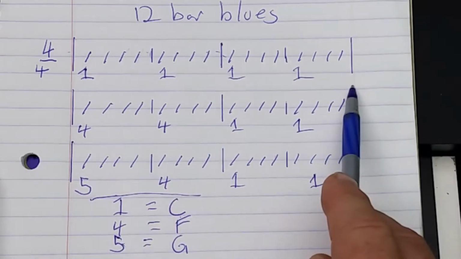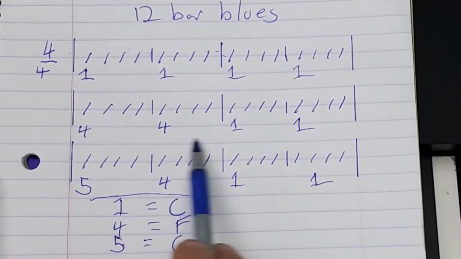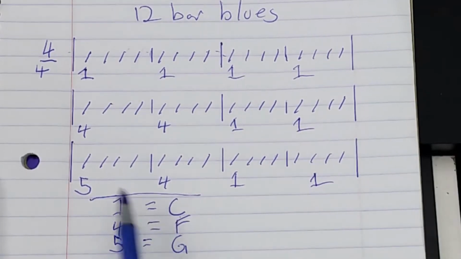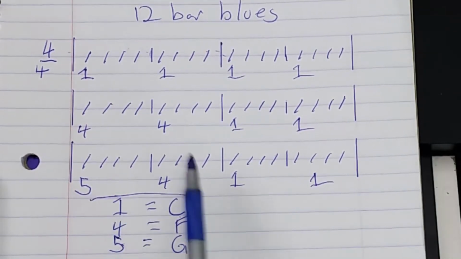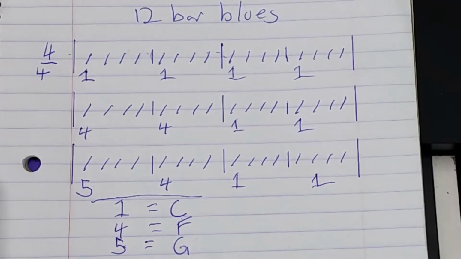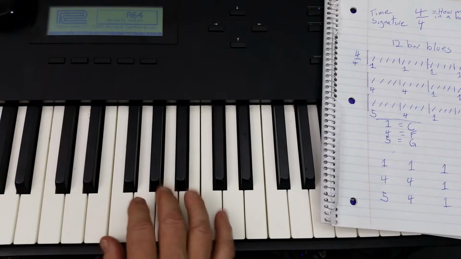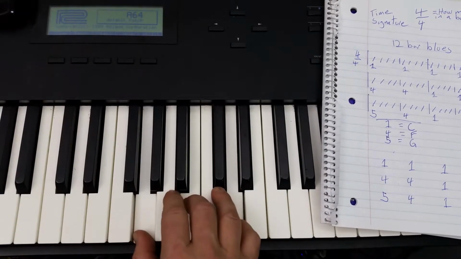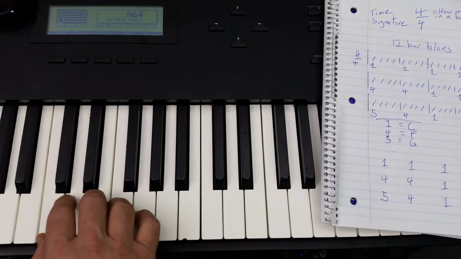It's the 1 chord for 4 bars, then it's the 4 chord for 2 bars, then it's the 1 chord for 2 bars, then it's the 5 chord for 1 bar, 4 chord for 1 bar, 1 chord for 2 more bars. Our 4 chord, our 5 chord, and back to our 1 chord.